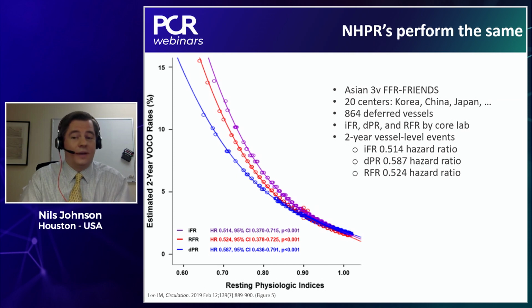Interestingly enough, they all seem to have the same prognostic value. So this is some interesting data from a large collaborative effort in Asia where they took almost 900 vessels that were treated medically, and they took the tracings and sent them off to a core lab for analysis and measured all different kinds of non-hyperemic pressure ratios. And you can see that the prognostic value for 2-year vessel level events was the same among these 3 different metrics.